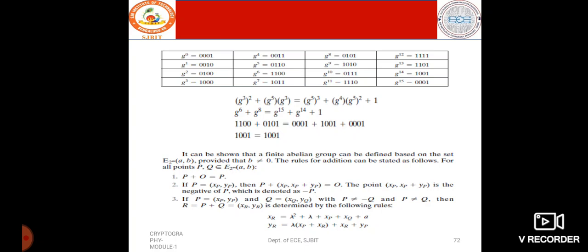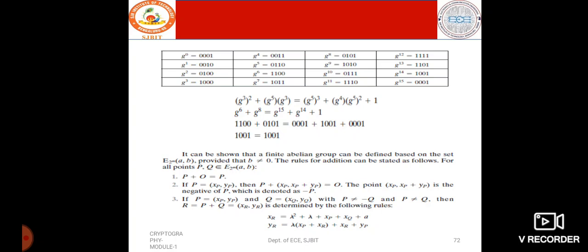Now consider the elliptic curve y square plus xy is equal to x cube plus g power 4 x square plus 1. In this case, a is g power 4 and b is g power 0, which is equal to 1. One point that satisfies this equation is (g power 5, g cube), as shown here. The table lists the points that are part of E2^4(g power 4, 1). This plots the points. It can be shown that a finite abelian group can be defined based on the set E2^m(a, b), provided that b is not equal to 0.